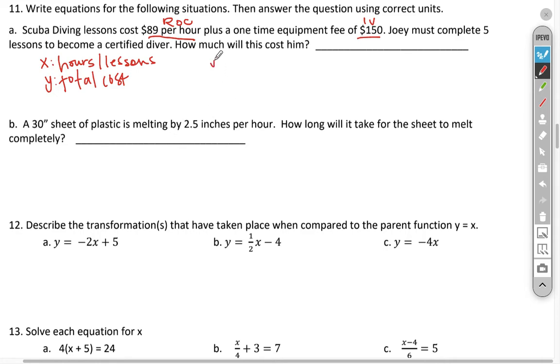So let's make our formula. Y equals 89x. That's our rate of change. And our initial value is 150. So plus 150. Okay. Now it says, if he completes 5 lessons, how much will this cost him? So we know that it's $89 per lesson. So we're going to do y equals 89 times 5 because we want 5 lessons plus 150. So we can plug this whole thing into our calculator and we're going to get y equals 595. Make sure to answer it in correct units, which means we need to have a dollar sign. So $595.